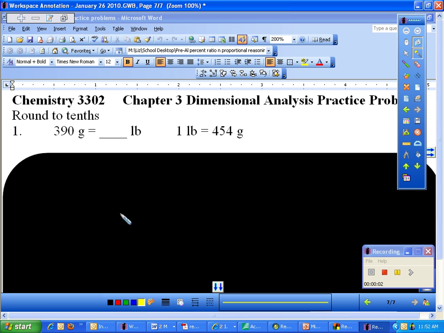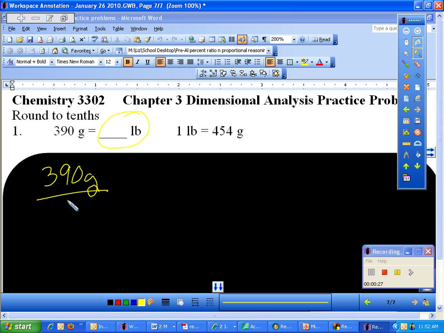Okay, we're going to use a really basic example to help remind you guys of what we started talking about yesterday with dimensional analysis. And in this particular one, we're only going to convert 1 unit. We're going to do a really simple one. We're going to do 390 grams, and it wants us to turn it into pounds.